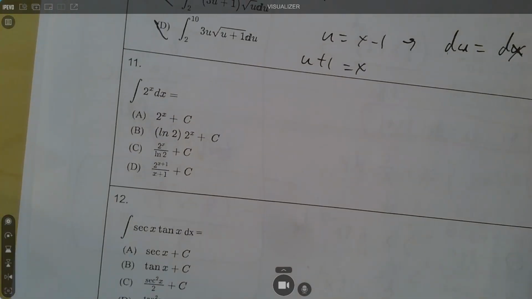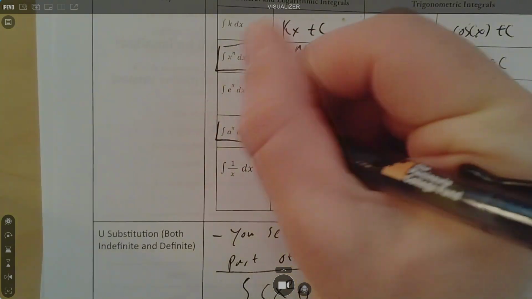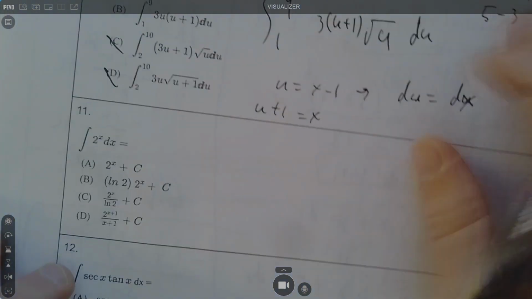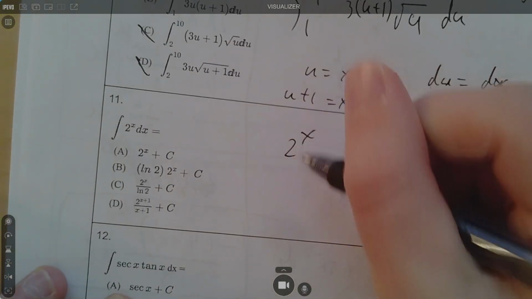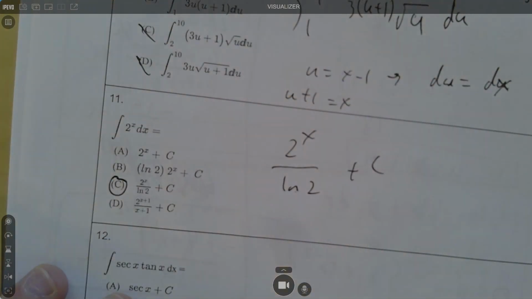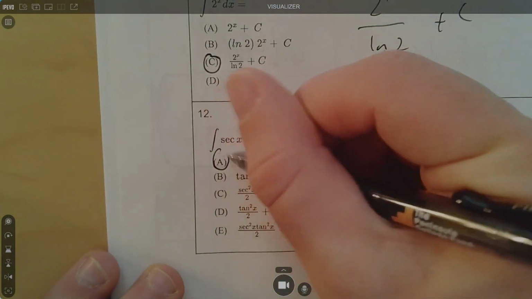Okay, 11. Antiderivative of 2 to the x. This is just straight from your notes. Okay, this is a to the x. Go back to here. Make sure you know this one. Integral of a to the x dx is a to the x over ln a. So here I would know this is just going to be 2 to the x over ln 2 plus c. That's it. All right, same thing here. This is a gimme. How do you get secant x tan x? That's just secant x plus c. Okay.